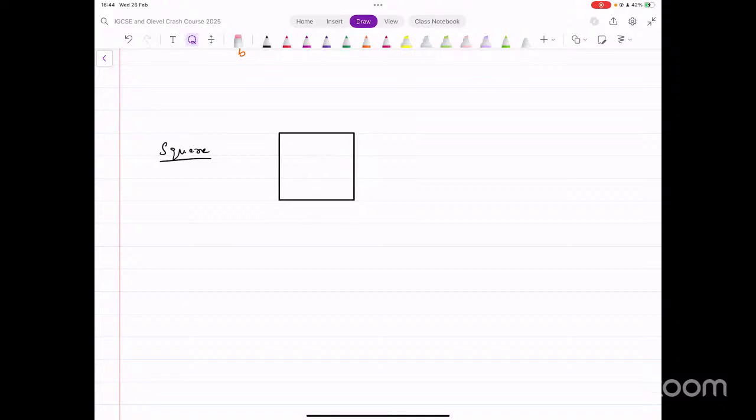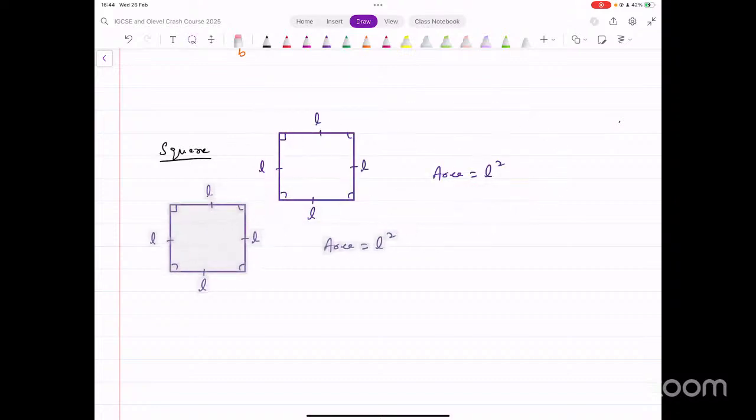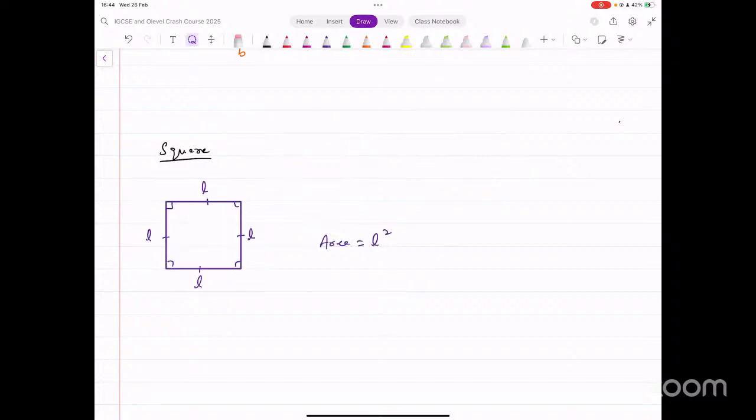What's the area formula for a square? Remember, these angles are all 90 in a square and the sides are all equal. Area of a square is given by L squared. So if one side is L, then that means all sides are L, right? Area is just L times L, that is L squared. That's the area of a square.